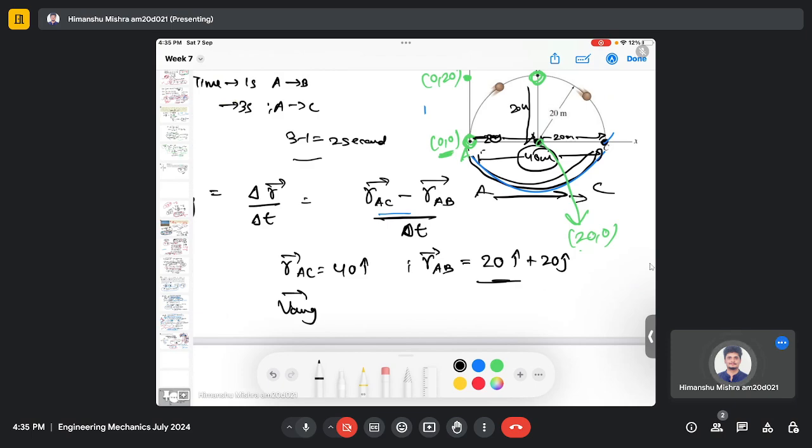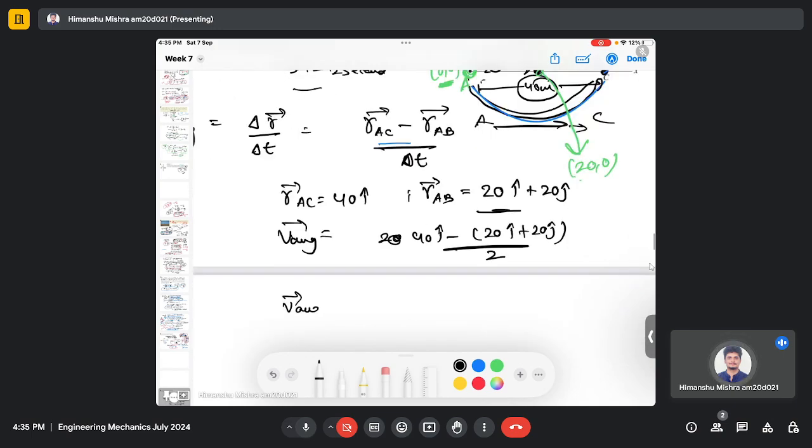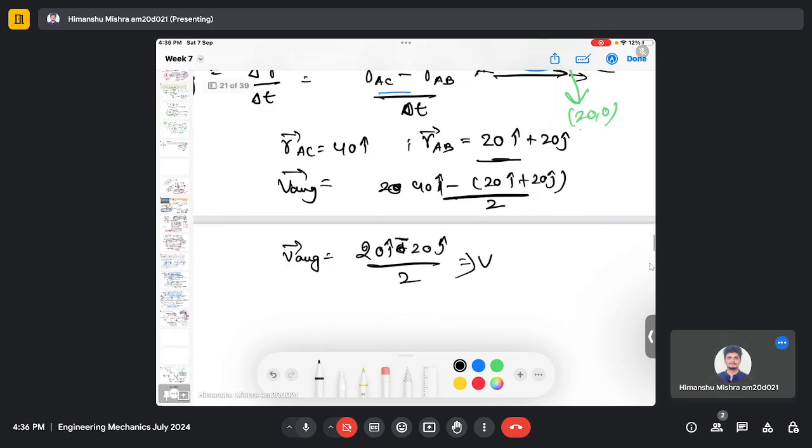Then my average velocity will be 40i minus (20i plus 20j) divided by 2, and this is all vector operations. So you can add or subtract the same components of the vector, so it will become 20i, and 20 minus 20j, divided by 2. So your average velocity vector will be 10i minus 10j.